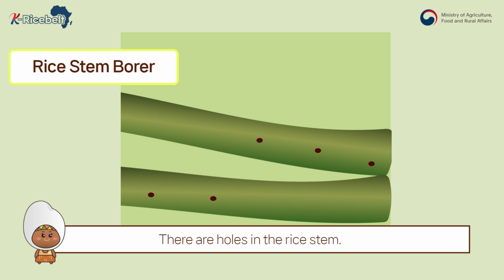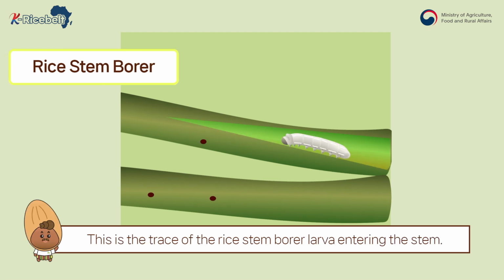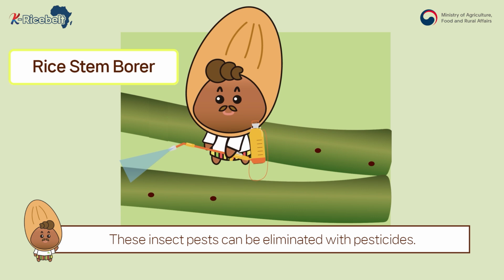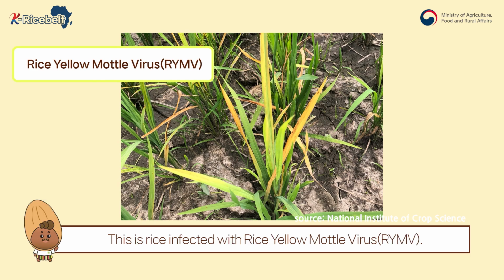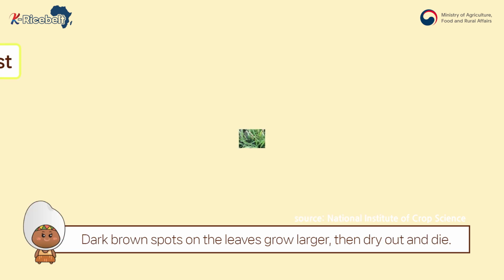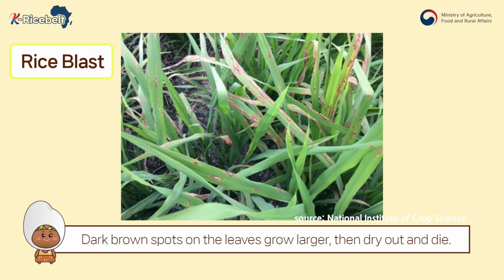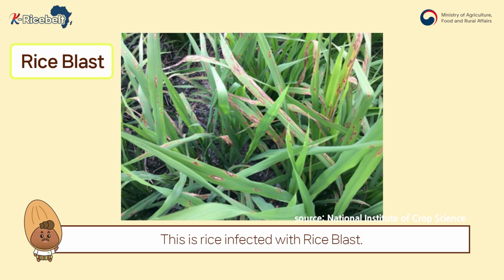There are holes in the rice stem. This is the trace of the rice stem borer larvae entering the stem. These insect pests can be eliminated with pesticides. The leaves have yellow spots, and they are mottled. This is rice infected with rice yellow mottle virus. Dark brown spots on the leaves grow larger, then dry out and die. This is rice infected with rice blast.